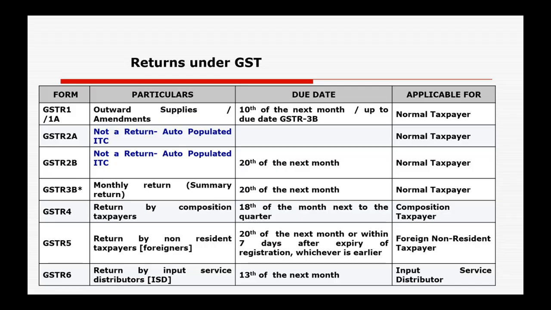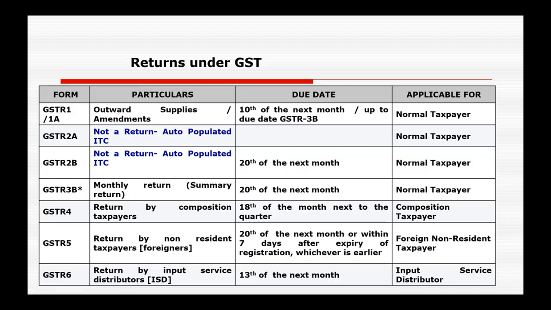One point I just wanted to tell you: suppose you are generating e-invoices, and one invoice you made wrong, so wrongly you have incorporated a value or GST number. Actually, there is a provision: within 24 hours you can cancel it. But if you do not cancel within 24 hours, it cannot be cancelled.